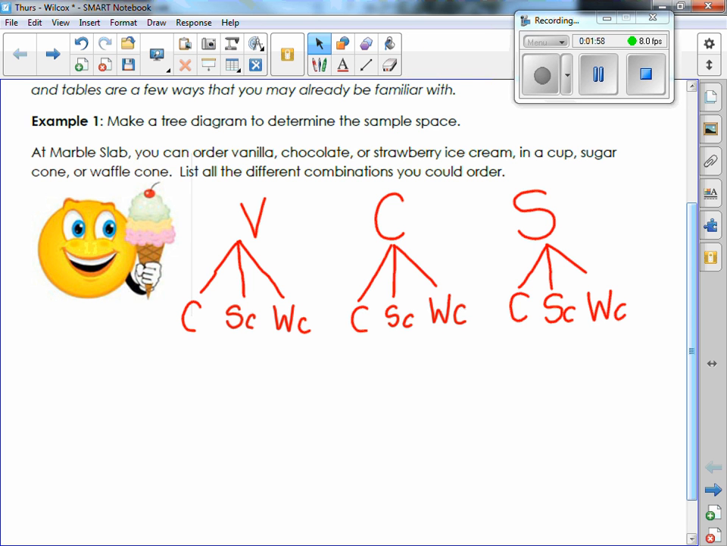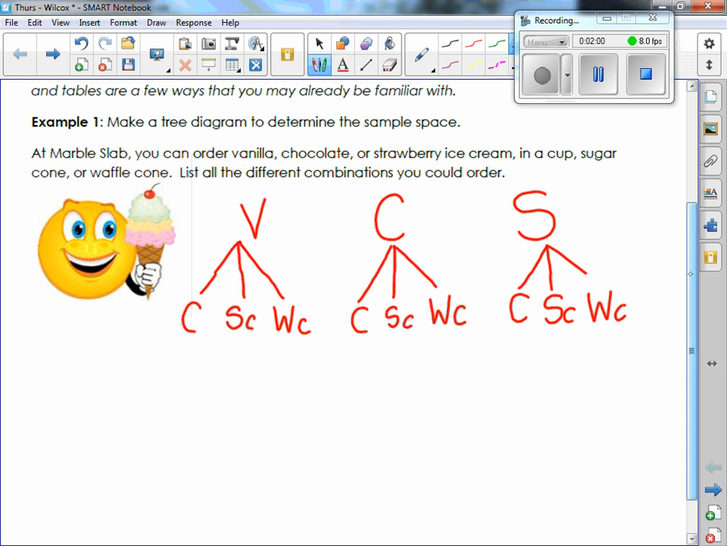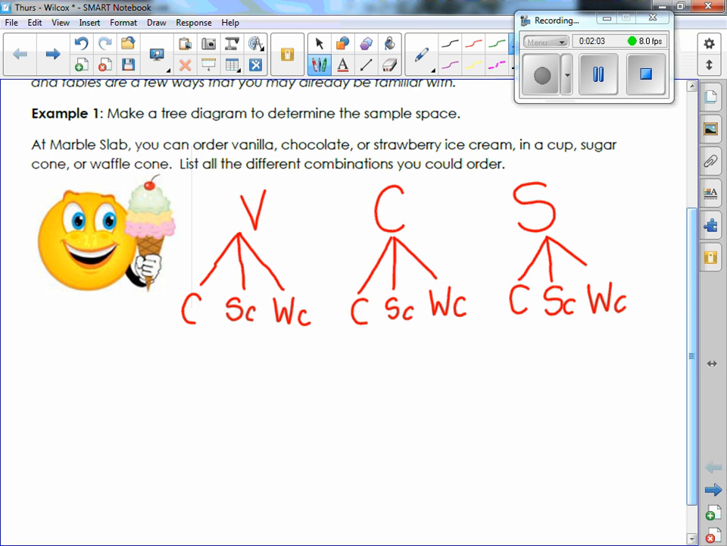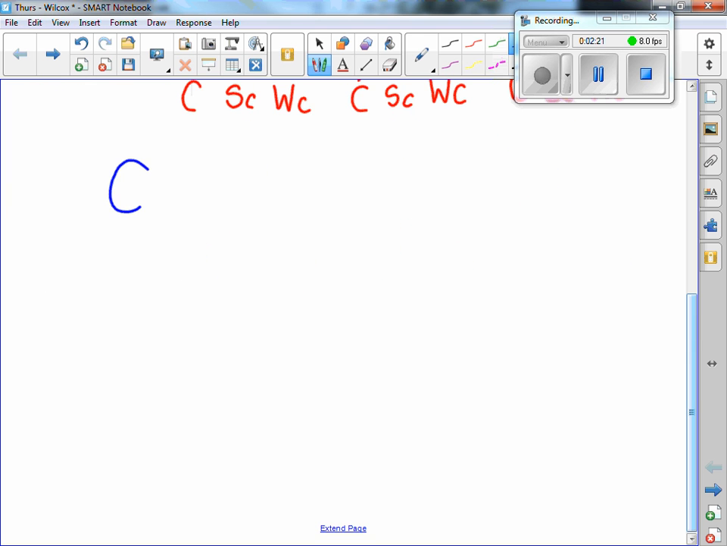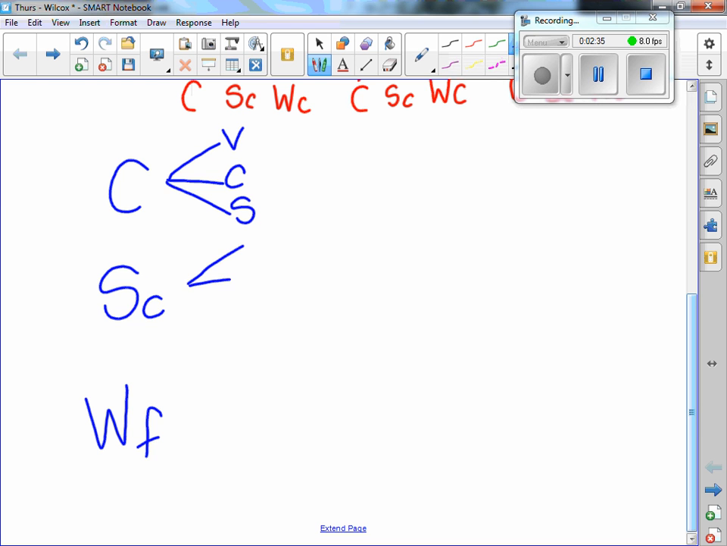I want to show you another option for creating tree diagrams. I can go horizontal, so I can make my tree diagram come out to the side like this. I'm going to show you an example like that, but instead of choosing my flavors first, I'm going to start with the type of dish it's going to be in. So I'm going to start my tree diagram this time with cups, sugar cones, or waffle cones. And then my actual tree branches for that are going to be my flavors. So vanilla, chocolate, strawberry.